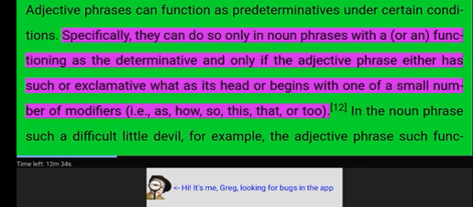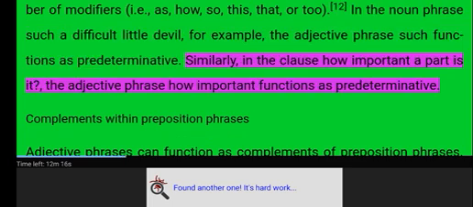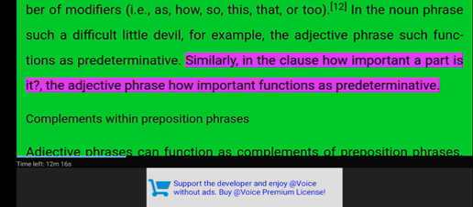Specifically, they can do so only in noun phrases with a or an functioning as a determinative, and only if the adjective phrase either has such or exclamative what as its header, or begins with one of a small number of modifiers, i.e., as, how, so, this, that, or too. 12. In the noun phrase such a difficult little devil, for example, the adjective phrase such functions as predeterminative. Similarly, in the clause how important a part is it, the adjective phrase how important functions as predeterminative.